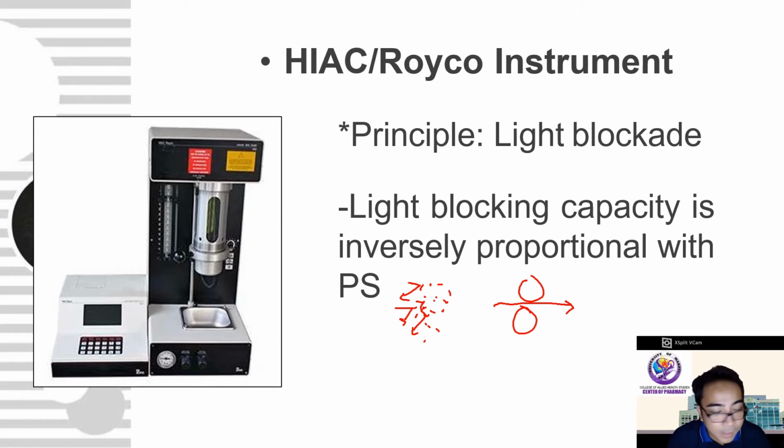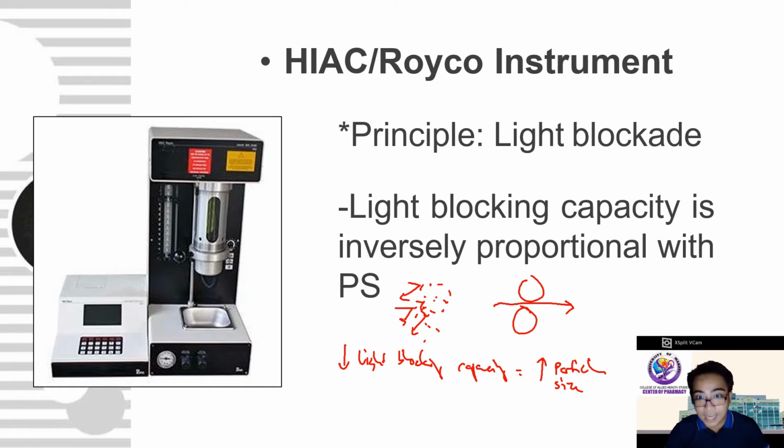So, let's just write this one down. Okay? So, decrease light blocking capacity equates to increase in particle size. Okay?